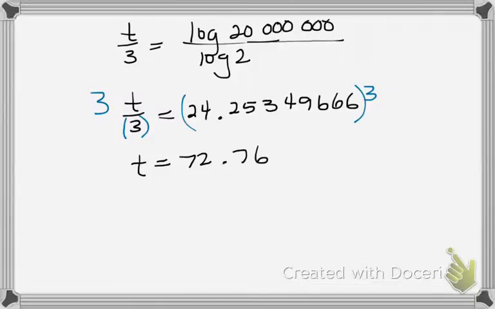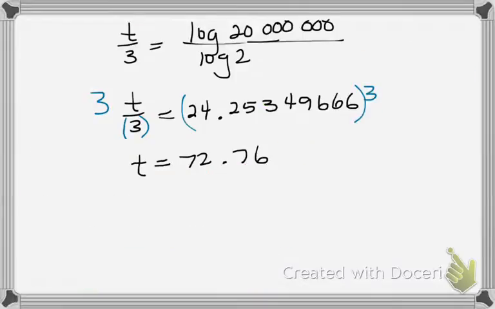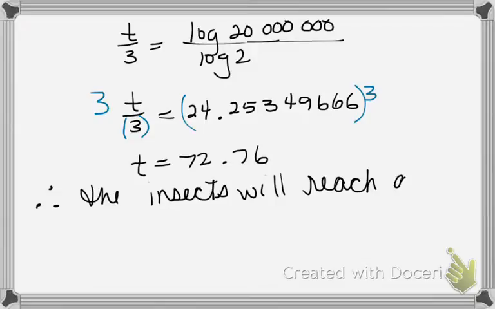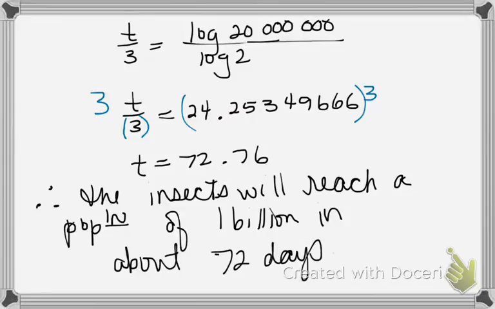We end up with 72.76. What does this mean in terms of our question? The question asks, when will we meet our doom? So when does the population of the insects reach 1 billion? In about 72 and 3/4 of a day. Therefore, the insects will reach a population of 1 billion in about 72 days. We should probably be ready with heavy artillery at around 70, 71 days just to be safe.